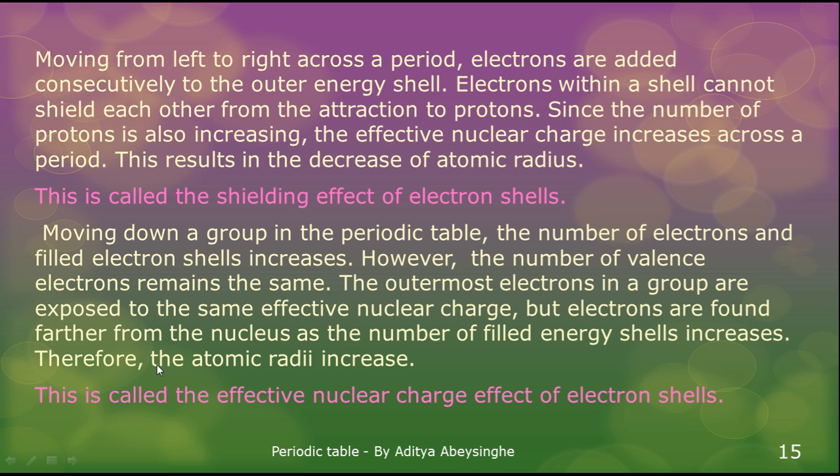Now a contrasting occurrence occurs in a group. Moving down a group in the periodic table, the number of filled electron shells increases. However, the number of valence electrons remains the same. The outermost electrons in the group are exposed to the same effective nuclear charge, but the electrons are found farther from the nucleus as the number of filled energy shells increases. Therefore, the atomic radius increases.